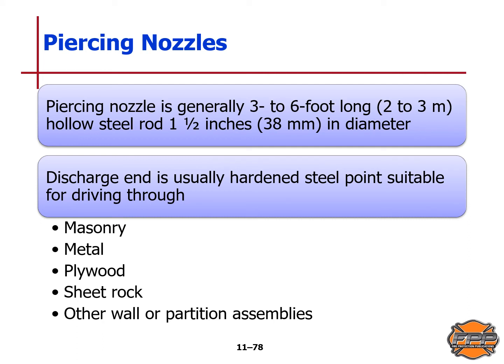The piercing nozzle is generally 3 to 6 feet long, or 2 to 3 meters, a hollow steel rod that's 1.5 inches or 38 millimeters in diameter. The discharge end is usually a hardened steel point that's suitable for driving through masonry, metal, plywood, sheetrock, or other wall and partition assembly.